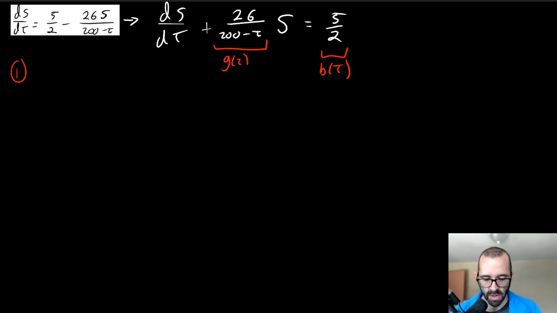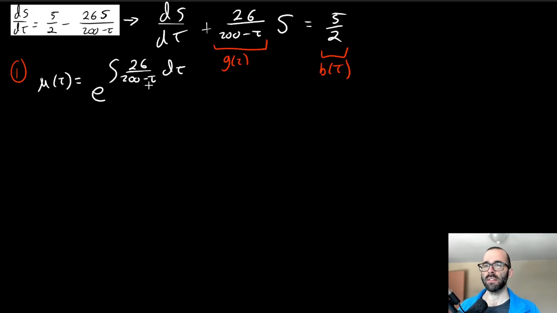All right, so hopefully you paused the video and you have this solution and you're just checking it now. We know that the integrating factor, if there is one, is going to be e to the integral of g, which is 26 divided by 200 minus t, right? It's that g dt. So we need to integrate this, which is not as bad as it looks. We can do a substitution. I'm not going to do the full substitution, but you probably should. u is 200 minus t.